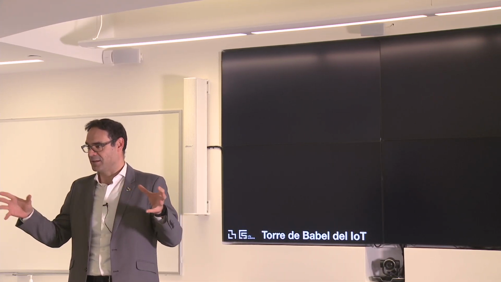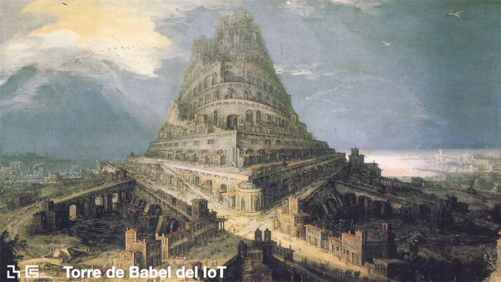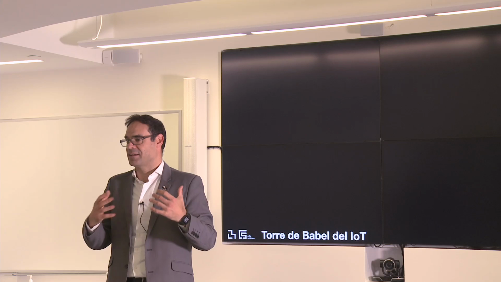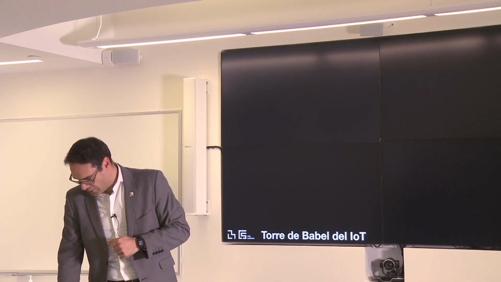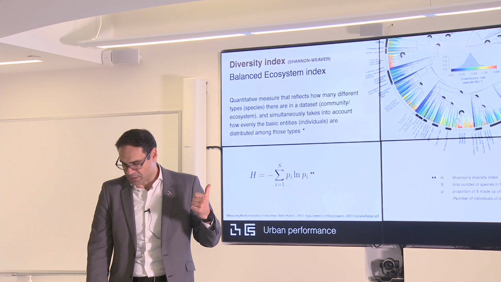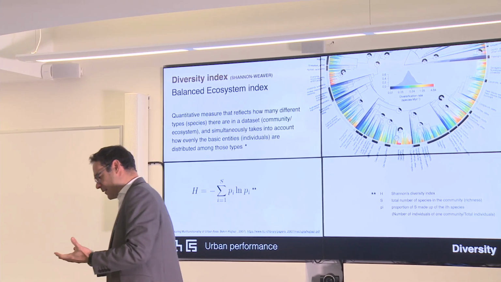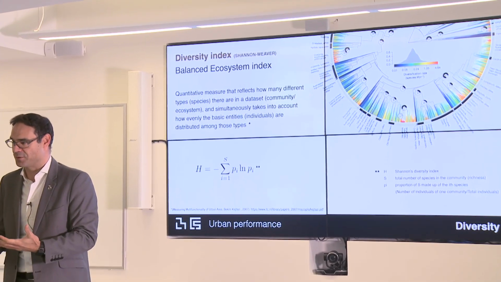It's a little bit like the Tower of Babel in the Bible, where the different people started speaking different languages and then they could not communicate. That is exactly what we are today. Systems are not communicating. So the funny thing is that one day we were trying to understand diversity in cities, and we had no idea how to measure that.